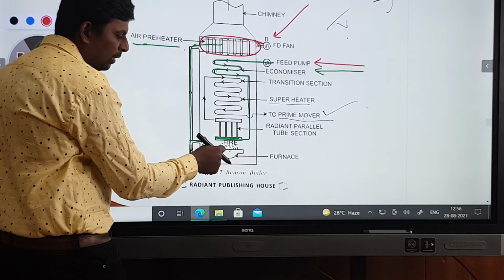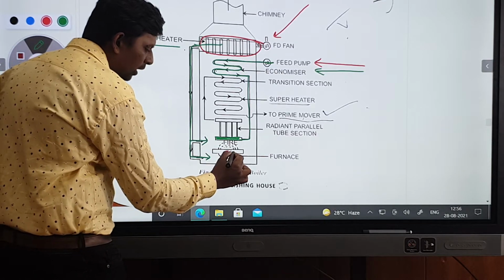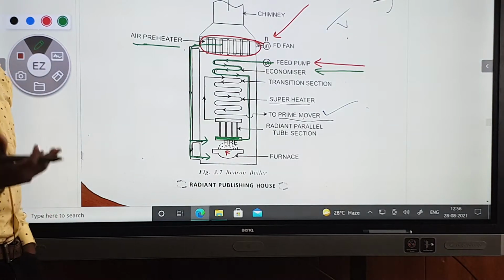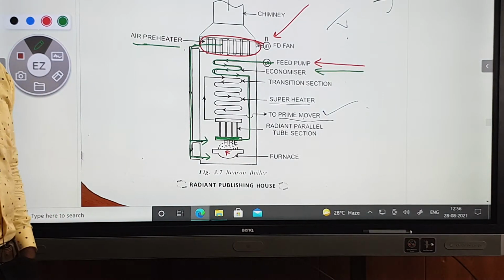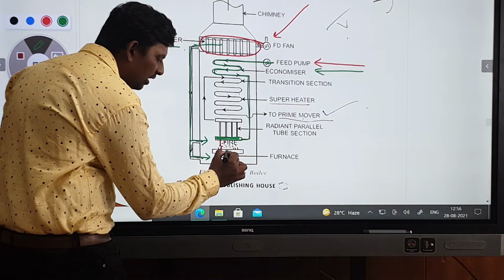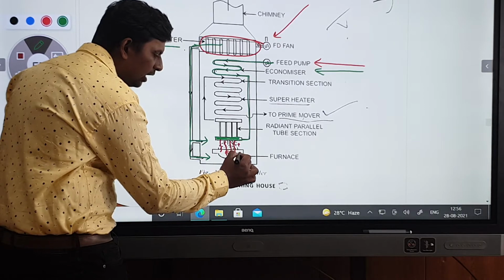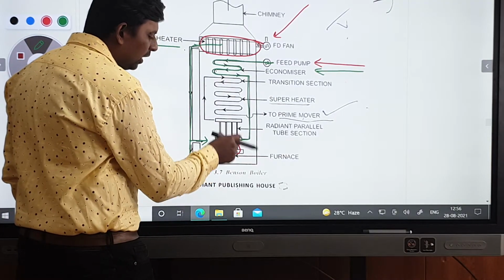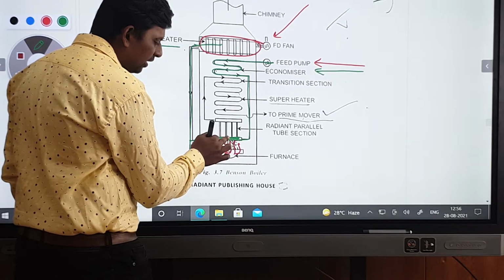When the air comes here, what is the function of a furnace? The function of a furnace is to start the burning. When it starts the burning, heat is released.